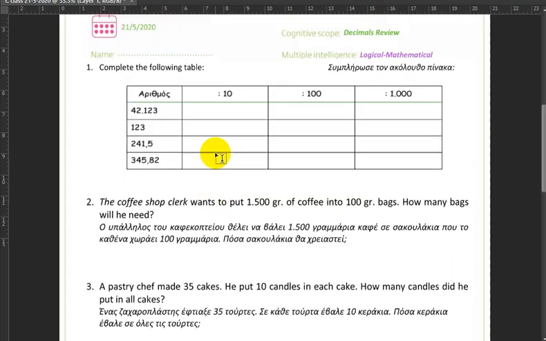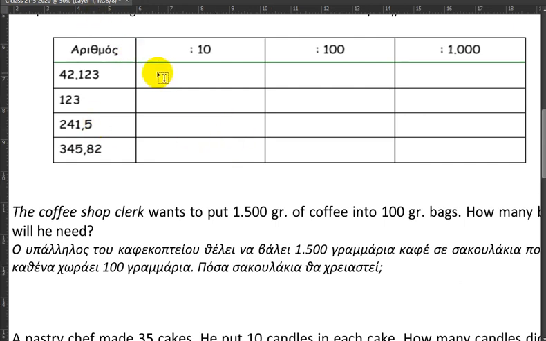Εδώ πρέπει να κάνουμε το αντίθετο, πρέπει να διαιρέσουμε αυτούς τους αριθμούς με το 10, 100 και 1000. 42.123 δια 10. Αυτοί οι δύο πρώτοι αριθμοί δεν έχουν κόμμα, οπότε θα πρέπει να βάλουμε το αόρατο κόμμα, τέρμα δεξιά κάτω. Δια 10 θα πάει μια θέση αριστερά, οπότε ανάμεσα στο 2 και στο 3. Δια 100 θα πάει 2 θέσεις αριστερά, οπότε ανάμεσα στο 1 και στο 2. Δια 1000 θα πάει 3 θέσεις αριστερά, οπότε εδώ που είναι η τελεία.